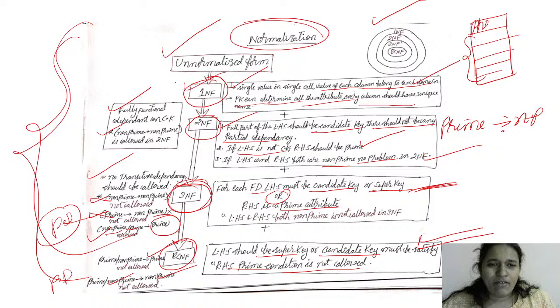Here 1NF, 2NF, 3NF are very important, friends. We have to be very careful about the definitions and, in every normal form, what is allowed and what is not allowed.